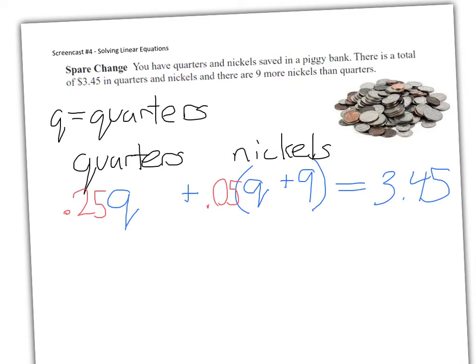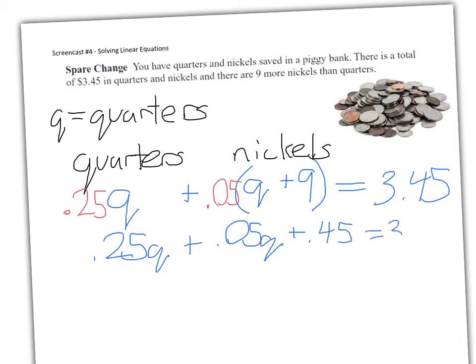0.05 times Q is 0.05Q, not so bad there, and 0.05 times 9 is, of course, positive 45 cents, which makes sense. If you have 9 nickels, you have 45 cents. And then for the number of quarters, we don't need to distribute anything there because it's just 0.25 times Q, which is still just 0.25Q, plus 0.05Q plus 0.45 should again equal $3.45. And we are on our way.